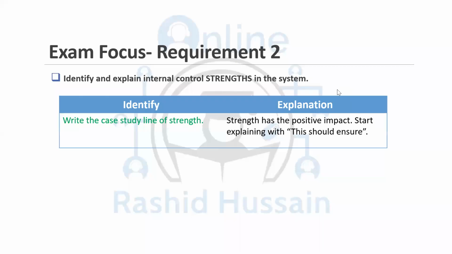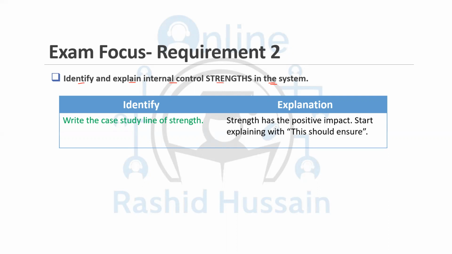All right, now we are going to discuss exam focus requirement number 2. And this is a fairly simple requirement and not tested regularly. In fact, sometimes the examiner is going to test the strengths in the system. Identify and explain internal control strengths in the system. Now, strength is opposite to the deficiency, opposite to the weakness. The weakness has a negative impact on the business. The strength has a positive impact on the business. So identify and explain internal control strengths in the system.